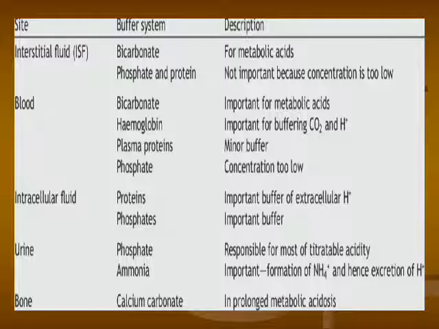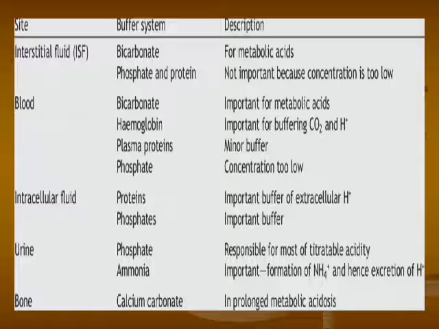So one of the examples is the interstitial fluid, which has a buffer system of bicarbonate for metabolic acids. The phosphate and protein are not important because their concentration is too low. On the other hand, the blood has a buffer system of bicarbonate, which is important for metabolic acids. The hemoglobin is important for buffering of the carbon dioxide and the hydrogen. The plasma proteins are a minor buffer. The phosphate's concentration is too low.